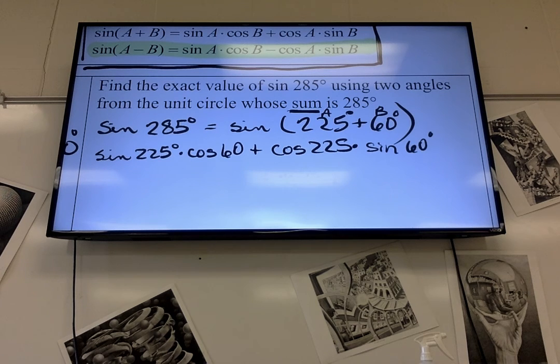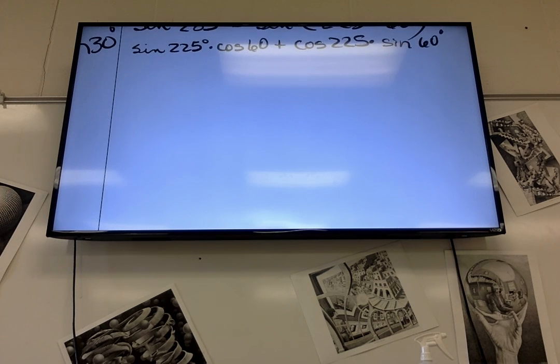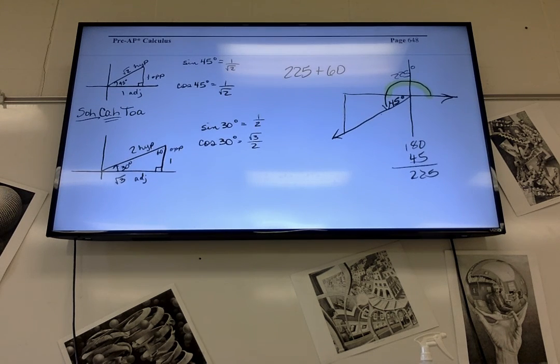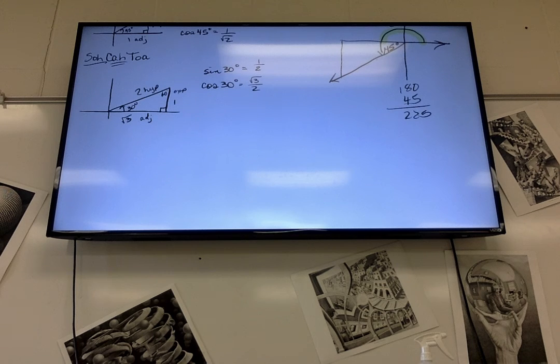All right. So we're going to need the sine and the cosine of 60 and 225. We already have sine and cosine of 60. We did that earlier. No, we didn't. I lied. Just kidding.